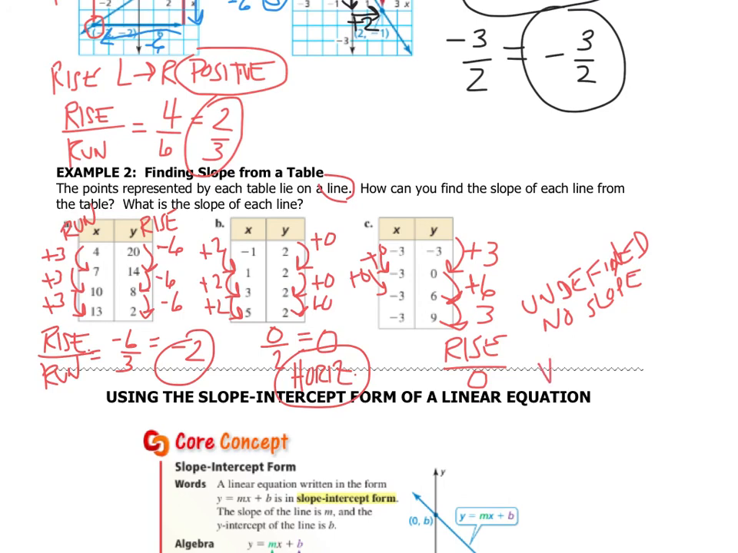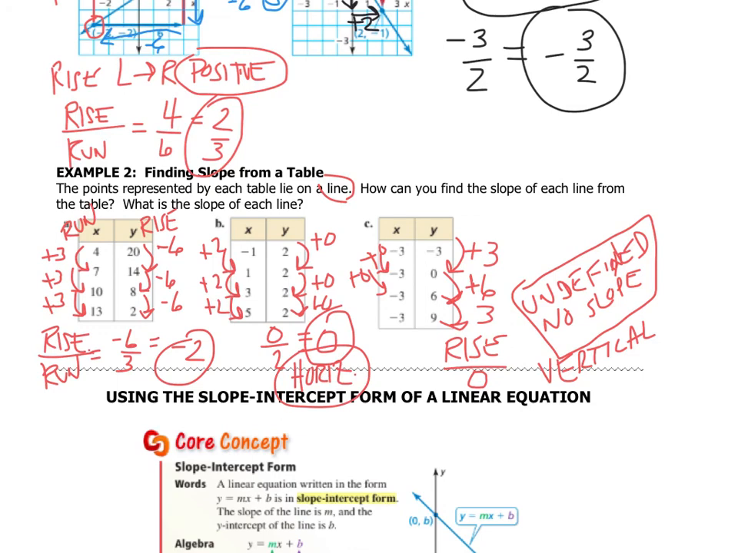Now again, we talked about this a little bit earlier. These are your vertical lines. So you would answer this as your slope is undefined or no slope. Just like over here, you would have answered your slope is a 0.